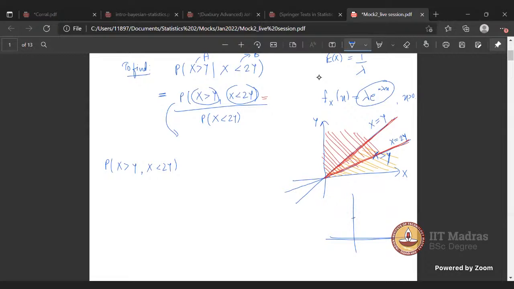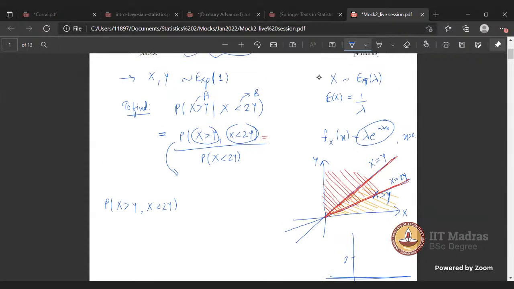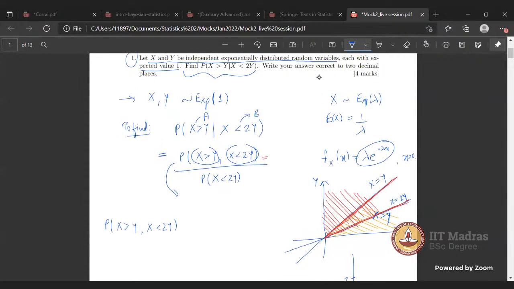Ma'am, one thing I want to ask here. For the marginal of x, we write lambda e to the power minus lambda x, where x lies between 0 to 1. It can't be negative. So why is it saying x lies between 0 to 1? x can't be negative in exponential, but why 1? I'm asking.